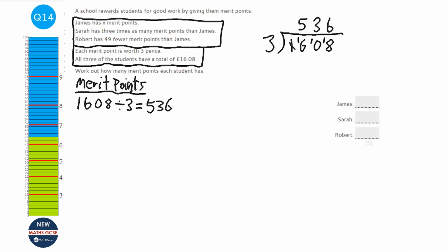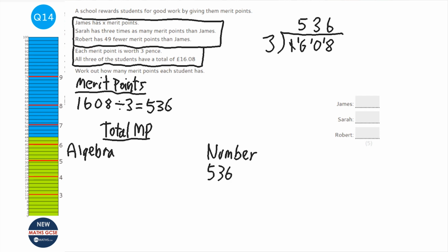Now the way of doing this, and this is quite common with algebra type questions, is you're going to have an expression for the total merit points, and we're going to have it in algebra, and we're going to have it as a number. Now, as a number, we already know it's 536, but in algebra, we're going to put James's down, which is X. That's a nice easy one.